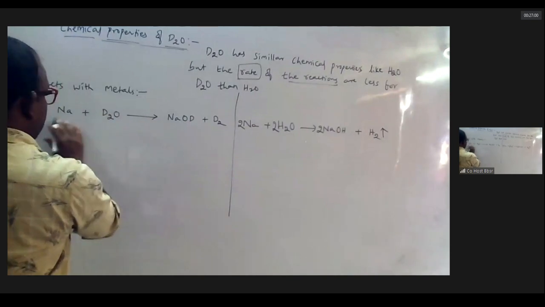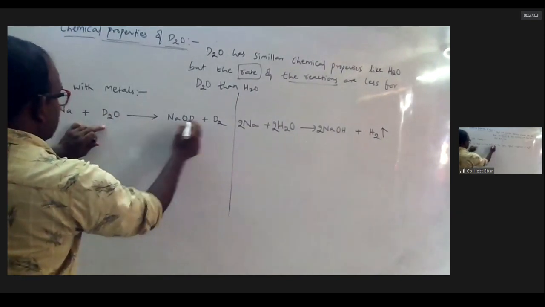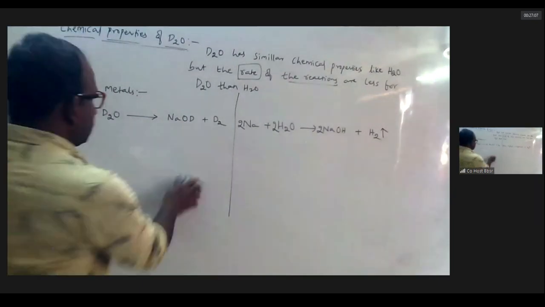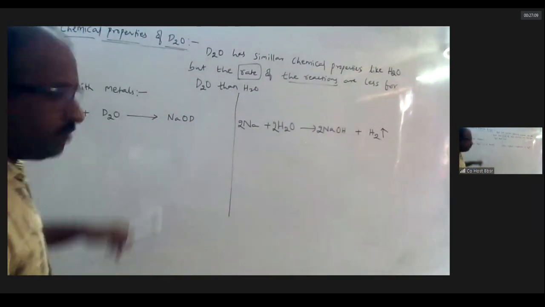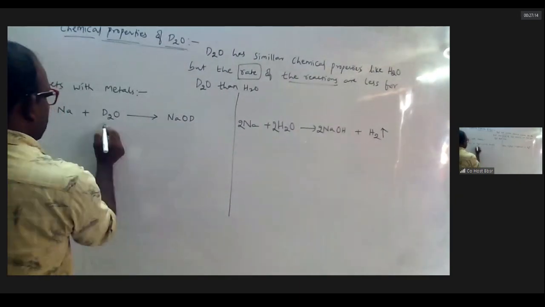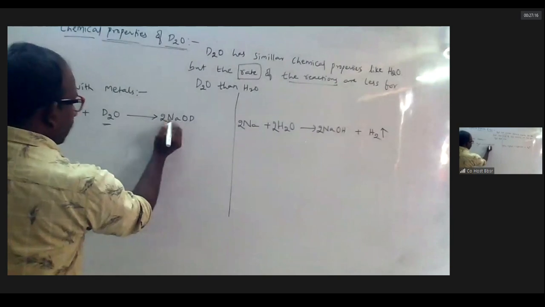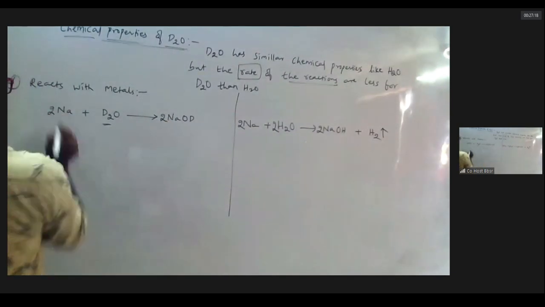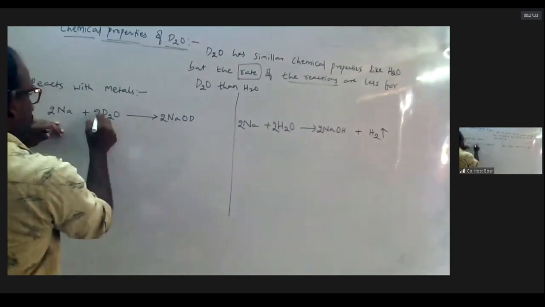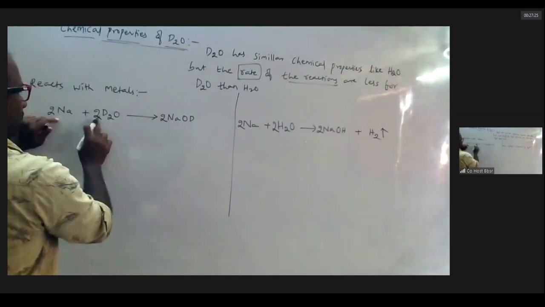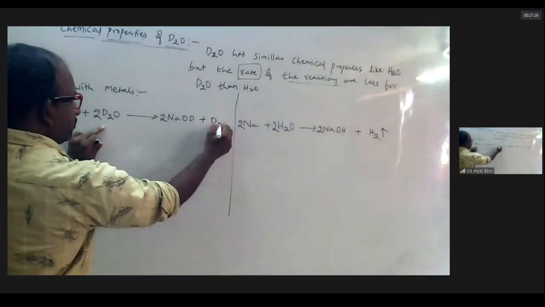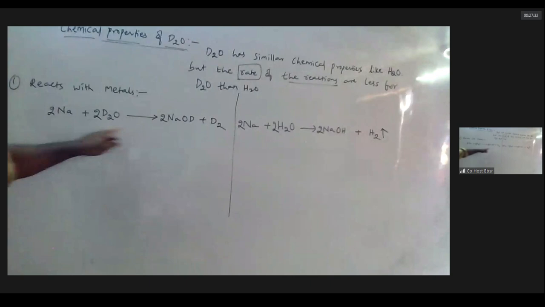If you take Na with D2O, this is NaOD formation, right? See how you have to do the balancing. Na reacts with D2O to give NaOD. Therefore, how many D are there? 2D. Therefore, you have to take 2 here. You get 2 sodium here, 2 sodium, 2 oxygen here, 2 oxygen here. That is why you take 2, 2 oxygen. Sodium is balanced, oxygen is balanced, and the remaining 2 is D. 4D is balanced.